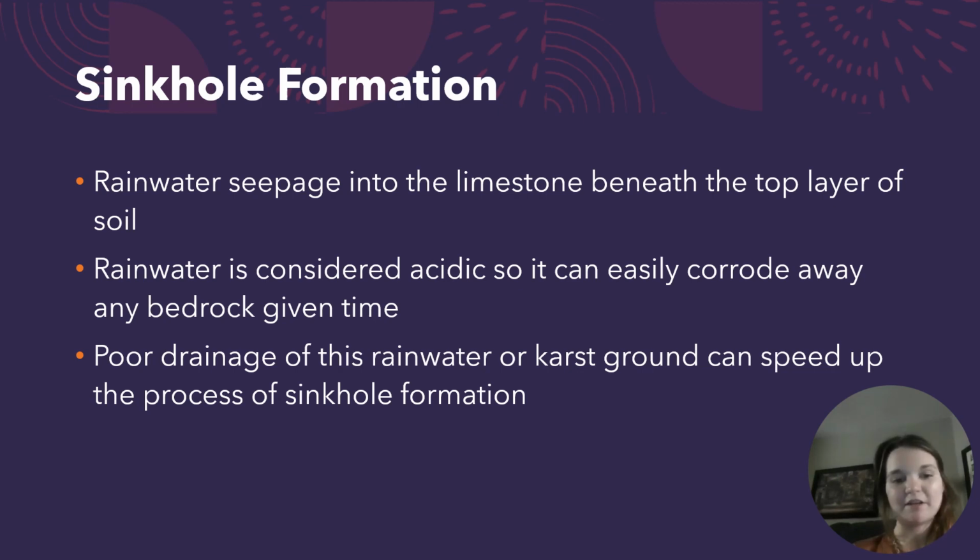Typically, the best way to describe it is sinkholes form from rainwater seepage into the limestone bedrock layer beneath the top soil layer. So as mentioned earlier, this rainwater is very acidic, and on a pH scale where typical drinking water is a 7, rainwater is typically a 5 or a 5.5, so a lot more acidic than regular water. Rainwater can corrode away at this bedrock over time, especially over the course of several years. And typically in areas with poor drainage is where it can speed up the process of a sinkhole forming.